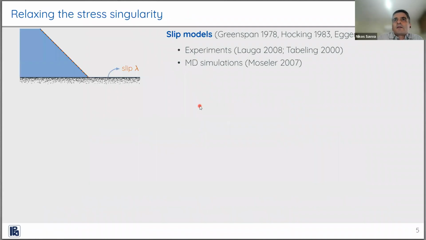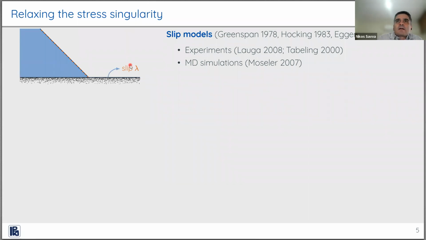Okay, so how do we introduce this missing physics? One easy way is to introduce some slip on the surface. So slip models have been the first ones to be used. They have also been observed in some experiments and also in molecular dynamics simulations. And here you introduce some scale lambda that typically multiplies the tangential viscous stresses on the surface.